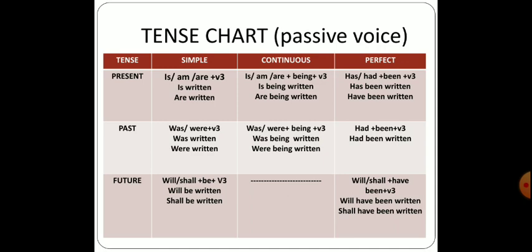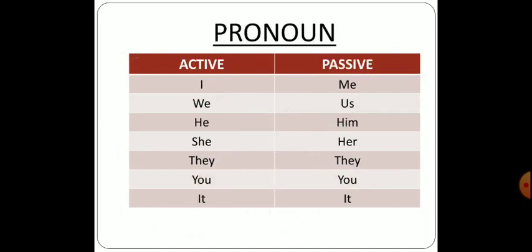So now let us move ahead. The next one is pronouns. Whenever the sentence is in active form and you change it into passive, these given pronouns will change. So here I becomes me, we becomes us, he becomes him, she becomes her, they changes into them, you remains you, and it remains it.